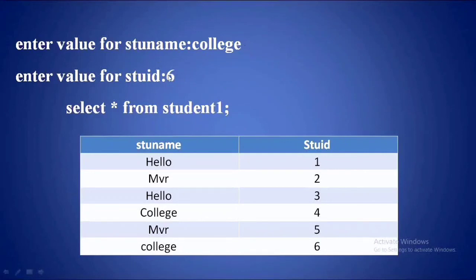Next, after inserting the values, to display the table, the command is select star from student1. This is the command to display the table. This is the student1 table. The fields are student name and student ID. The first student name is hello, ID is 1. Next MVR, ID is 2. Hello, ID is 3. Next college, ID is 4. Next MVR, ID is 5. Next college, ID is 6.